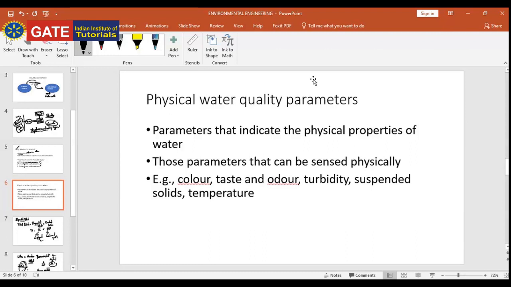Got it? Any doubts regarding the physical water quality parameters? Any doubts? Any problem, children?